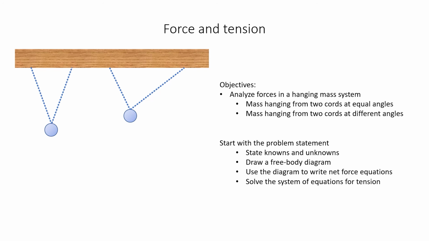So to recap, we did a force analysis on two different systems with masses hanging from two cords, one with cords at equal angles, one with cords at different angles. We used the same procedure both times. Started with a problem statement. We defined our knowns and our unknowns. We drew a free body diagram. We used the diagram to write net force equations and then solve those systems of equations for tension in each case.